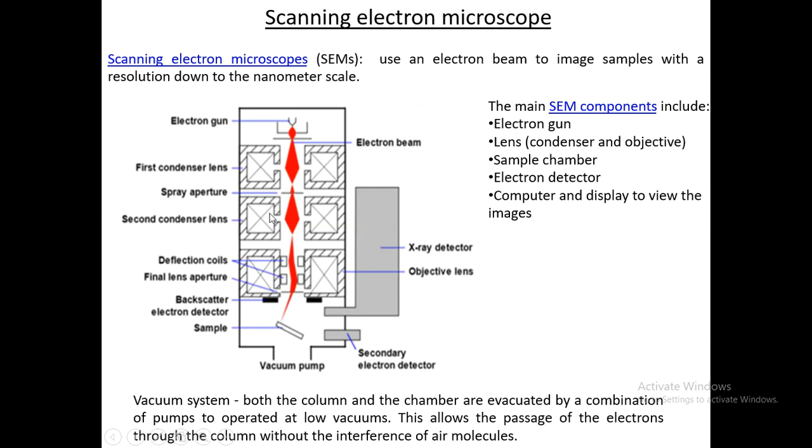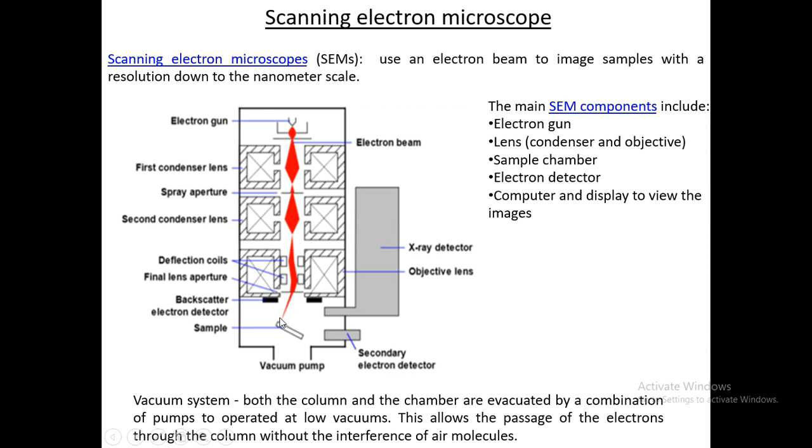The main role of a condenser lens is to control the size of the beam, and the objective lens is used for focusing at different working distances. The electron beam passes through the apertures, and the aperture is used to control the number of electrons which reach the sample. The deflector coils, which are nearer to the objective lens, are used to raster the electron beam, that is, to deflect the beam in x and y directions so that it scans in a raster fashion over the surface.